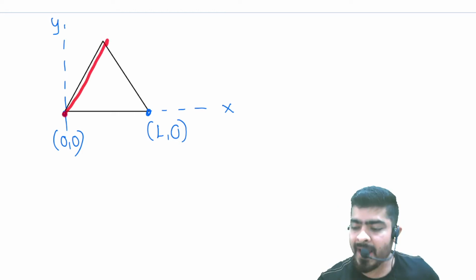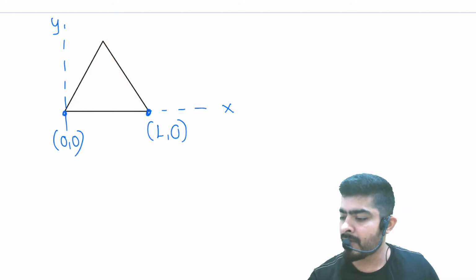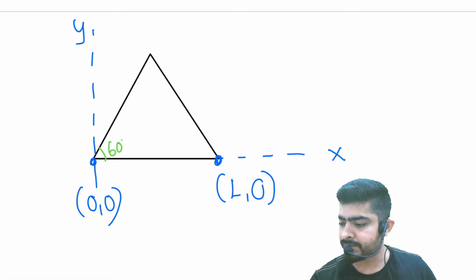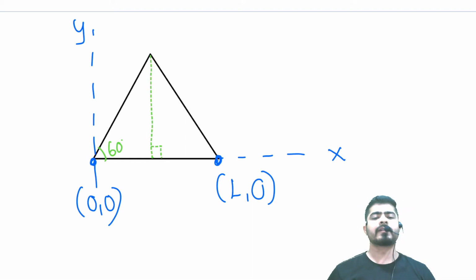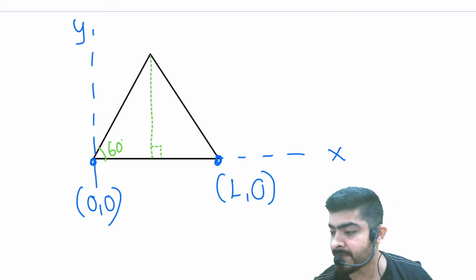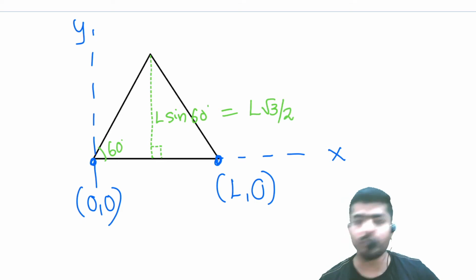So your triangle is an equilateral triangle, right? That means this angle should be 60 degrees. Now let's drop a line over here. So what would be the height of this vertical line over here? This is L. This is 60. So this will be how much? L sine 60 degrees. Okay, this will be L sine 60 degrees. So that will be how much? L root 3 by 2.